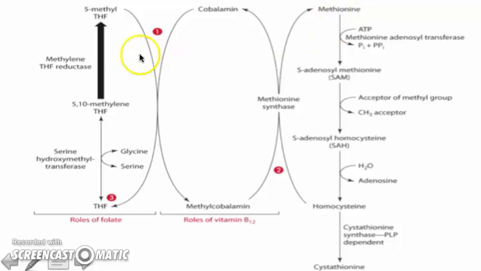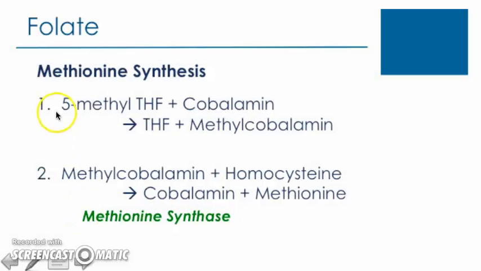So in the first step of the reaction, we see 5-methyl tetrahydrofolate interacting with cobalamin, and the 5-methyl tetrahydrofolate with cobalamin will become methylcobalamin and tetrahydrofolate. And we can actually see in this diagram, the first step of the reaction is 5-methyl tetrahydrofolate plus cobalamin will then be tetrahydrofolate plus methylcobalamin. And what I've done is underline the intermediates that contain the methyl group. So we see here the 5-methyl tetrahydrofolate first contains the methyl group, and then that's transferred to the methylcobalamin.